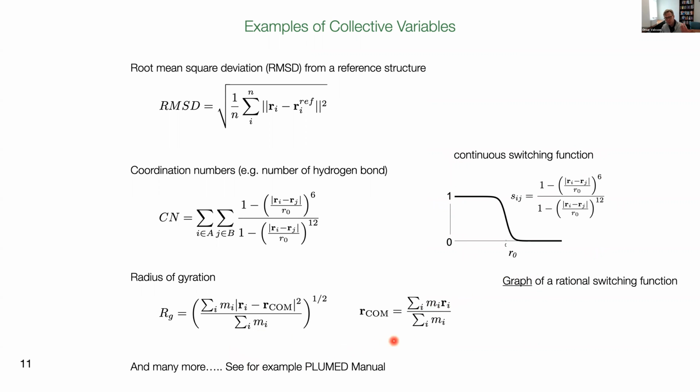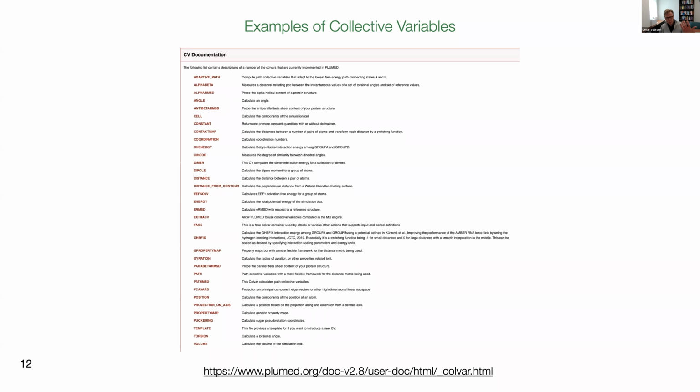And then you could have something like the radius of gyration, and there are many more different collective variables. You can just look at the PLUMED manual, which is the code we're using here. There's a wide range of collective variables available, like shown here. And furthermore, you can define collective variables that are a function of different collective variables. So through many different combinations, you can define quite complex collective variables.